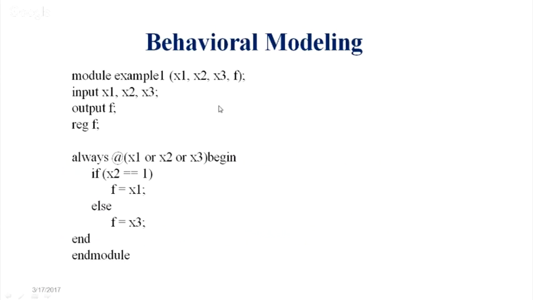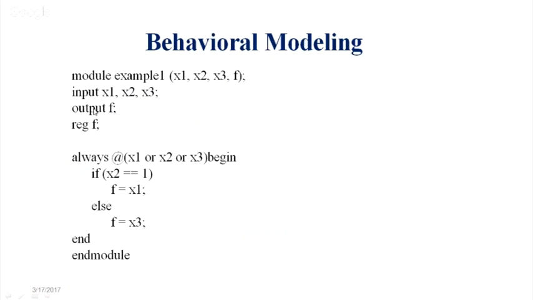Behavioral modeling. In behavioral modeling, there is a keyword like module. Then you can use any name, whatever you want to put, and your x1, x2, x3, xf. These are your input and output, which should be defined in this manner. After this, you have to define what are your input and what are your output. With the help of these words, input will be x1, x2, x3. These are all single-bit inputs, and output will be f.